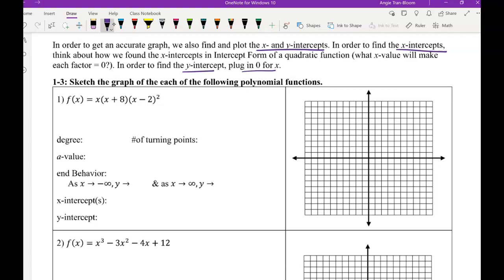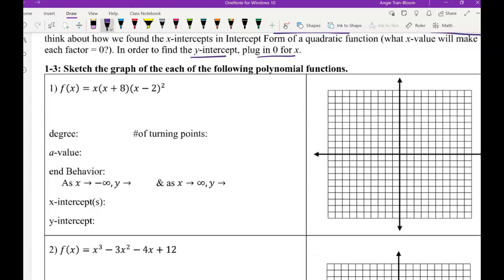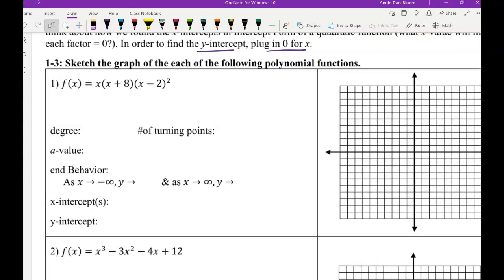Before we sketch, we want to talk about some of the things we need to sketch. It says the degree here. This function, f of x equals x times the quantity x plus 8 times the quantity x minus 2 squared, would have a degree of 4. Because there's one x right here, this right here has a power of 1 as well. So we have 1, a 1, that's going to be 2 x's, and then this is going to be 2 more, so this would have a degree of 4.